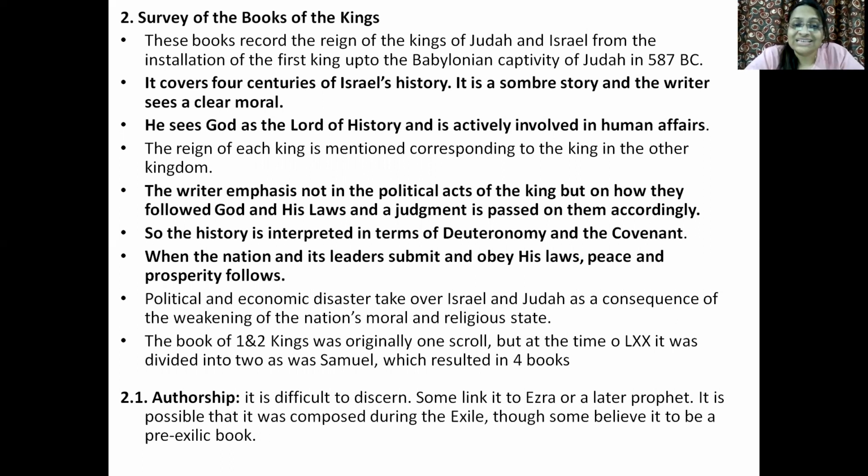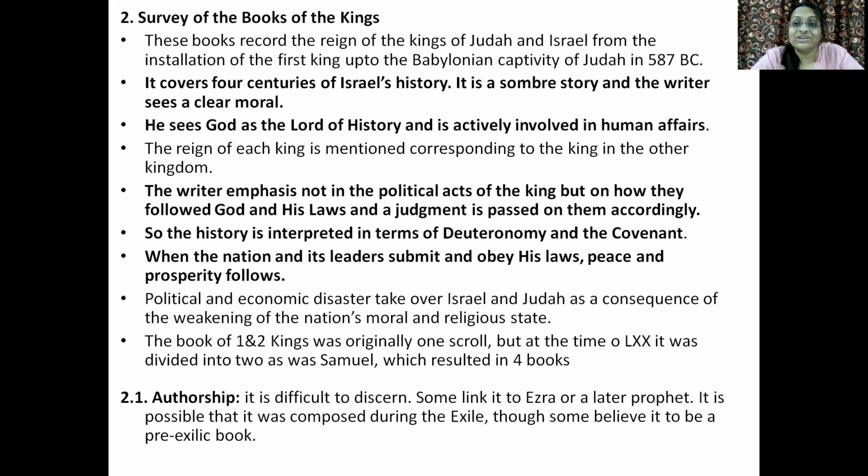So the history is interpreted in Deuteronomical terms. So this is a Deuteronomical history. This is not a plain history. This is a Deuteronomical history. So this is interpreted on the terms of Deuteronomy and covenant.